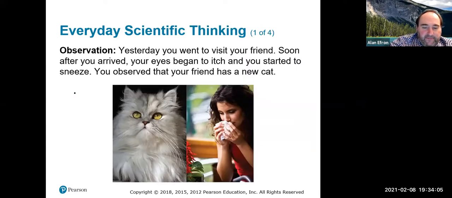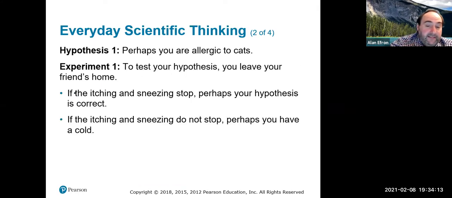Here's an example of observations. You went to visit your friend, and she sneezes because of a cat. You might hypothesize that maybe she's allergic to cats. You could test it a couple of different ways. Maybe not so good for your friend, I suppose, but if you take the cat away, maybe she doesn't sneeze, or if you bring the cat towards her, she starts sneezing and itching.